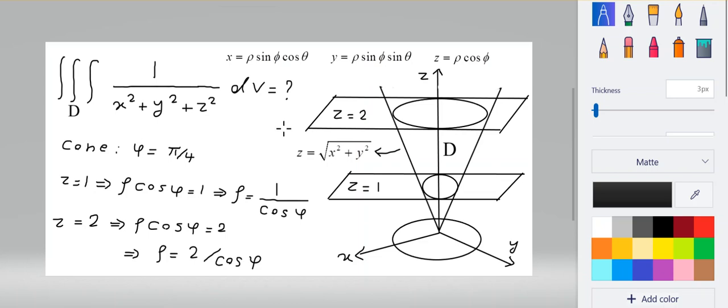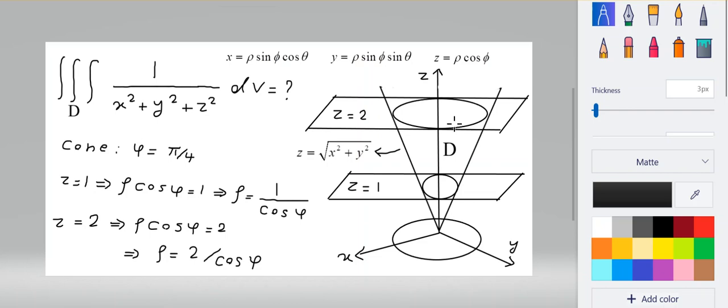Okay, look at here. To cover the region D using rho phi theta, as I mentioned, every surface must be converted to a spherical equation. First of all, if you remember, we have done this. The spherical equation of this cone is phi equals pi over 4. And now look at here. Rho is from the plane z equals 1 to the plane z equals 2.